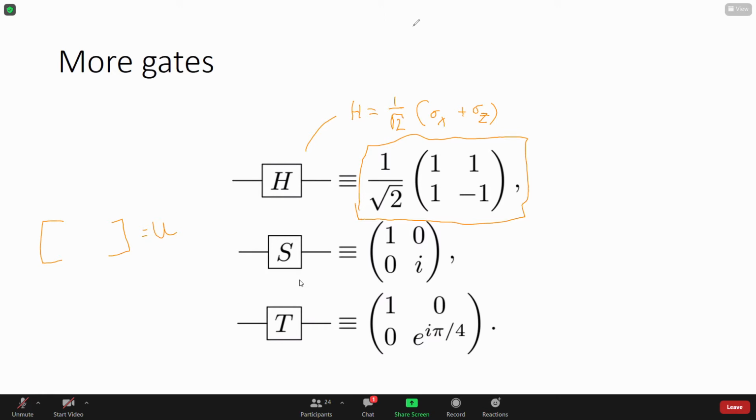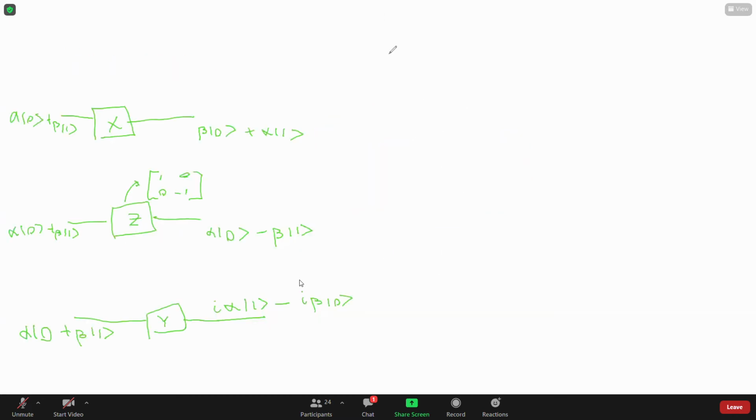Let me talk a bit more about this Hadamard gate, because this is really one of the most important gates that you will see. So we draw it with an H like this. And the reason it is important is that it really acts as what we call a basis changer.